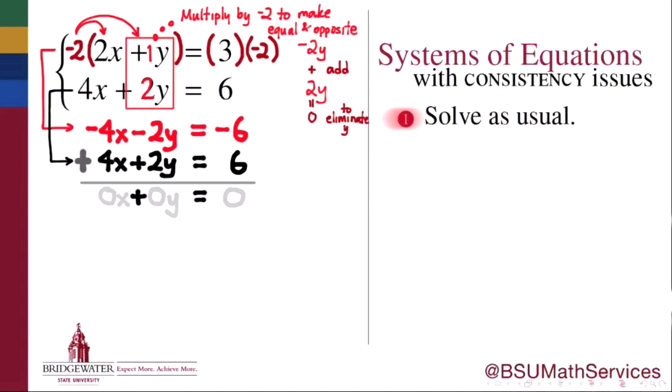Not only is the y variable eliminated, because -2y is added to +2y, but the x variable is also eliminated at the same time by adding -4x to +4x. So both of the variables have disappeared in this process of elimination. And the equation that we're left with has no variables whatsoever.